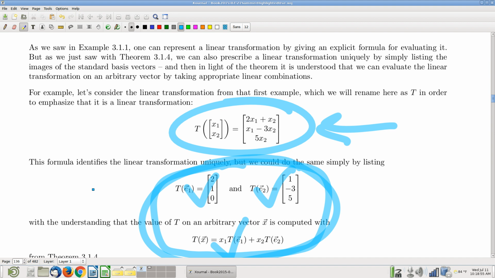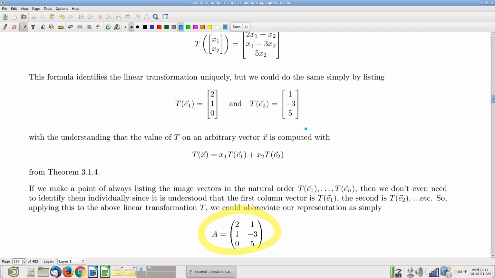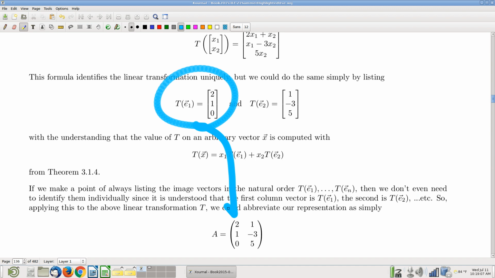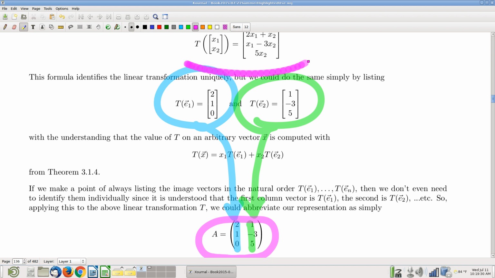Right? Okay, so here's the shorthand convention that we're going to use. Since all I have to tell you is what those two vectors are, the convention is that the first vector, the image of the first standard basis vector, I'm going to make the first column. The second vector, the image of the second standard basis vector, I'm going to make the second column. And then this matrix will be our shorthand representing that linear transformation. All right, it's a convention, it's a choice.